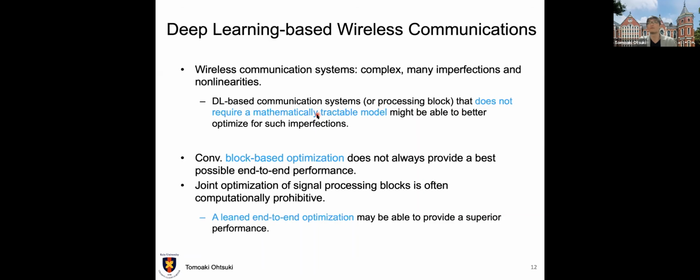Also, the conventional block-based optimization, as I mentioned here, does not always provide the best possible end-to-end performance. And the joint optimization of the signal processing blocks is often computationally prohibitive. Not always, but some techniques around end-to-end optimization may be able to provide superior performance. That's also one of the reasons why people are talking about AI or ML in wireless communications.